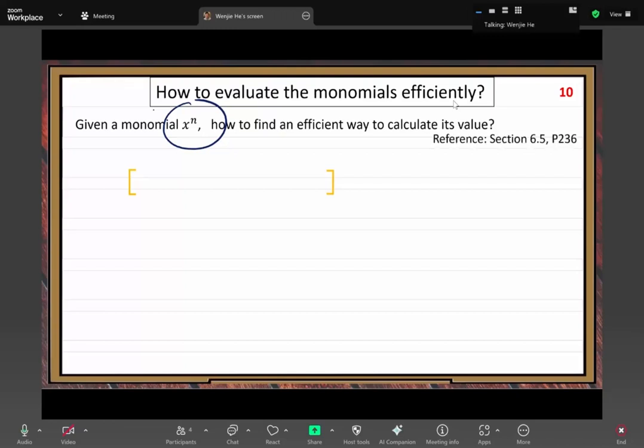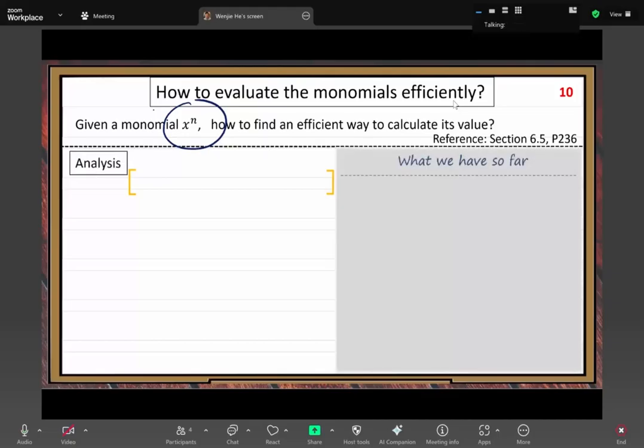Here I'll give you the reference in the textbook. Section 6.5. Then, what do we have so far? We learned Horner's rule. For a monomial, if you apply Horner's rule, it does not improve much. If you apply Horner's rule on the special monomial, no improvement.